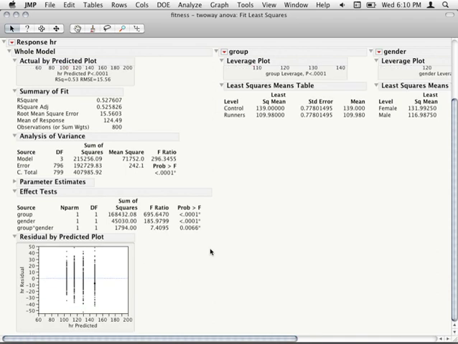Now we're going to hold off on looking at the assumptions for a second, because we have to do something a little bit tricky to get JMP to do them for us. So let's just look at the effect tests here first and see what we're dealing with.